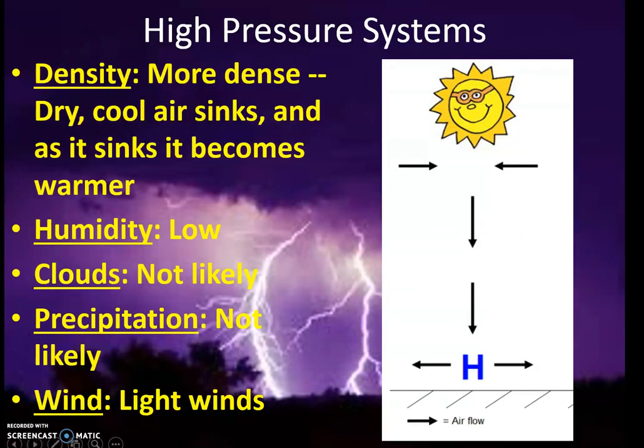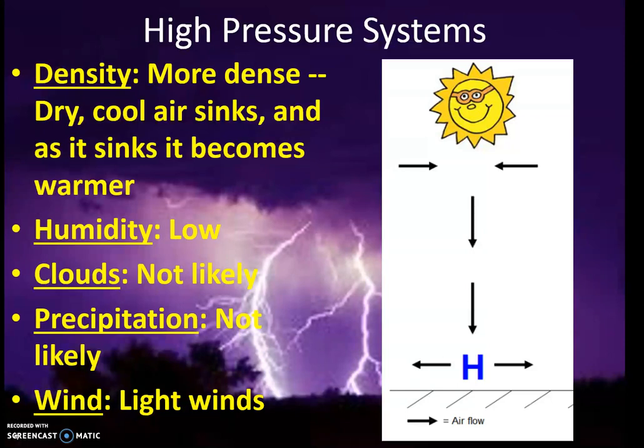The opposite happens in a high pressure system. In a high pressure system, the air is more dense. It is dry and cool, so it sinks. And as that air starts to sink, it becomes warmer. Because this is dry air, there is not a lot of humidity. The humidity is low. Clouds are not likely because, again, that air is sinking and not rising and condensing. Precipitation is also not likely because, again, the air is sinking, and that sinking air might only produce light winds, whereas a low pressure system, with this rising, is going to produce higher winds.